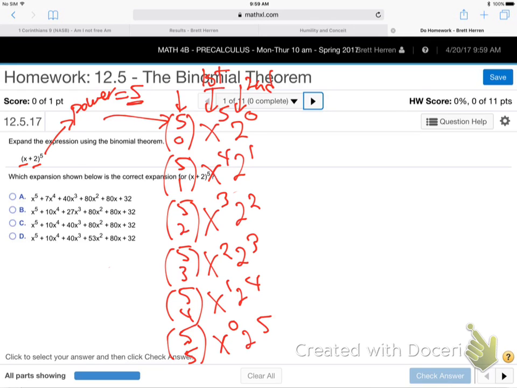And then you take the first number and the second number that are in your parentheses, the x and the 2, and you start with that highest power and go all the way down to 0: 5, 4, 3, 2, 1, 0. And you start with the second number and start at 0 and go 0, 1, 2, 3, 4, 5. And those are the answers. I just have to show you how to compute those now.